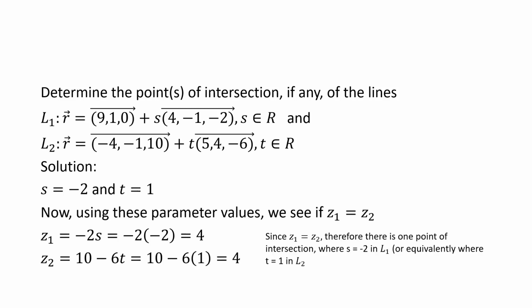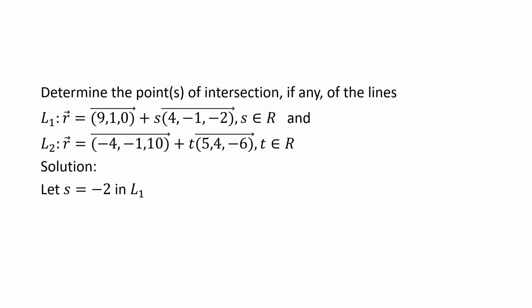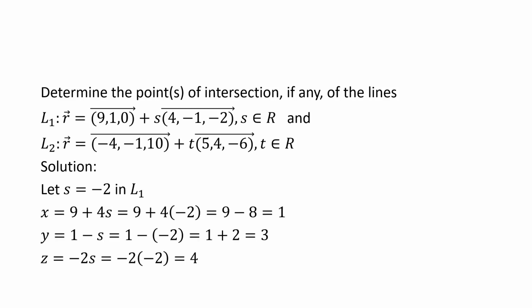So using an s value of negative 2, we see that z of the first line would be 4. Using a t value of 1, we see that z in the second line would also be 4. Because these are the same with those determined values for the parameters, that means there's a point of intersection where s is negative 2 in line 1, or equivalently where t is 1 in line 2. So what we'll do is we'll let s equal negative 2 in line 1, and we'll find out what point we get to. That'll be the point of intersection.